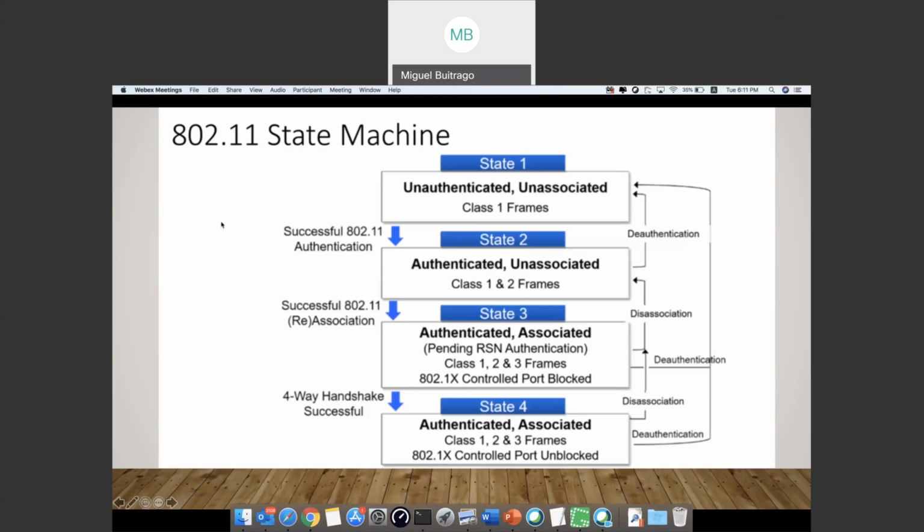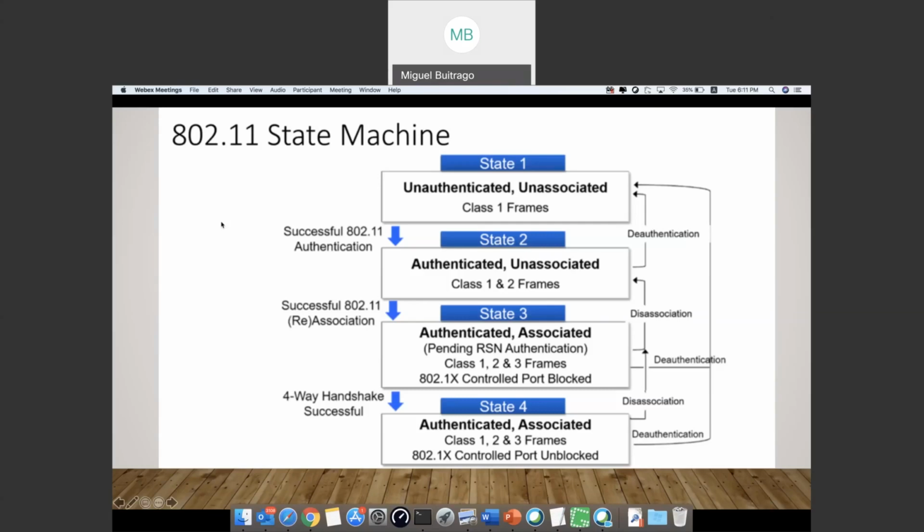The next step is that the client gets a successful 802.11 association. This is a process between the AP and the client to share capabilities. This process is formed by two frames, association request and association response, or reassociation if roaming applies. This is state 3, authenticated and associated, because the client got a successful 802.11 association.